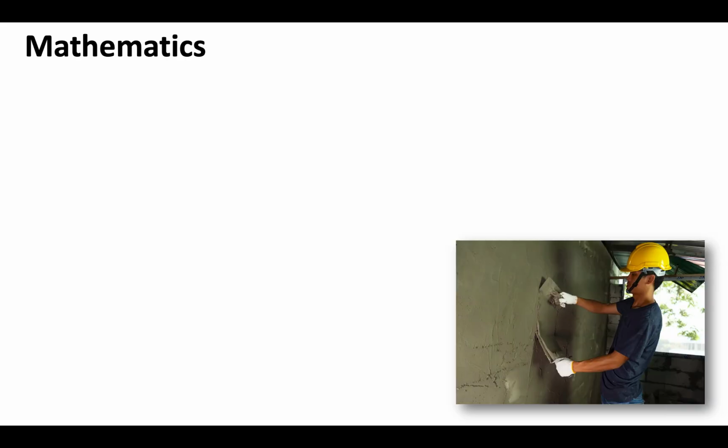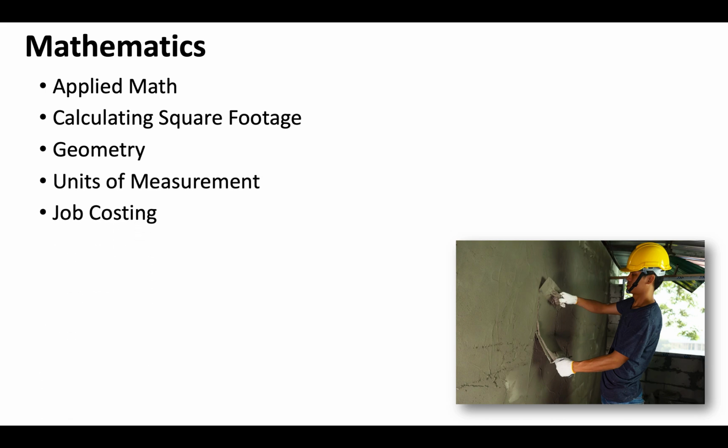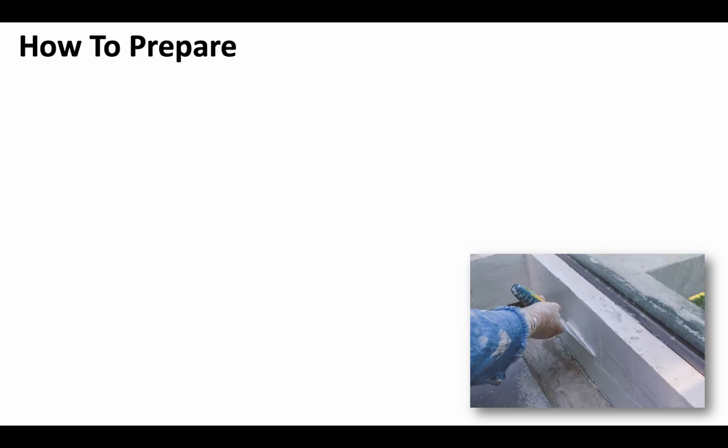Now, the mathematics that you're going to want to be tight on going into your C-35 license exam are going to obviously include your applied math. Make sure that you're tight on your addition, subtraction, multiplication, and division, calculating square footage, understand geometry to a certain degree. Obviously, units of measurement and then job costing and estimation will be huge.